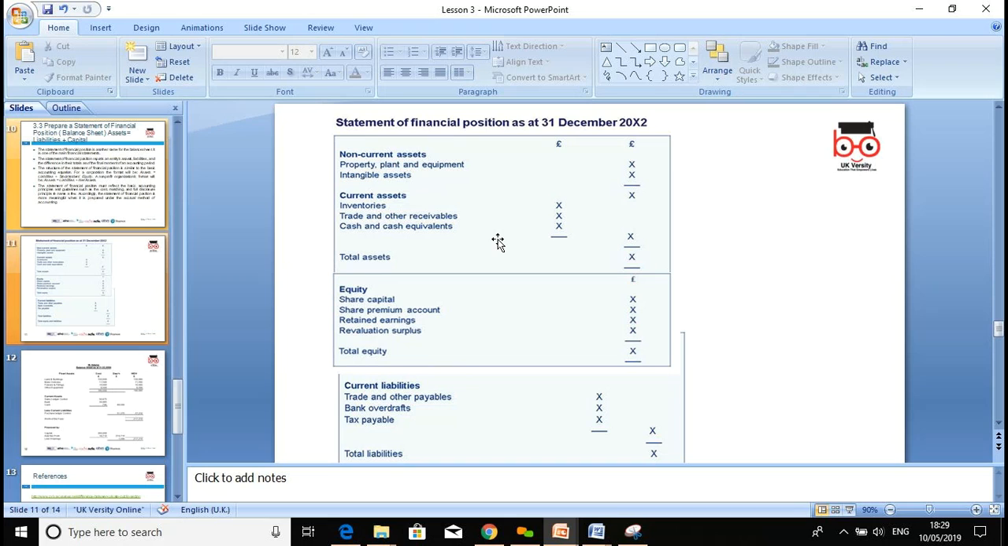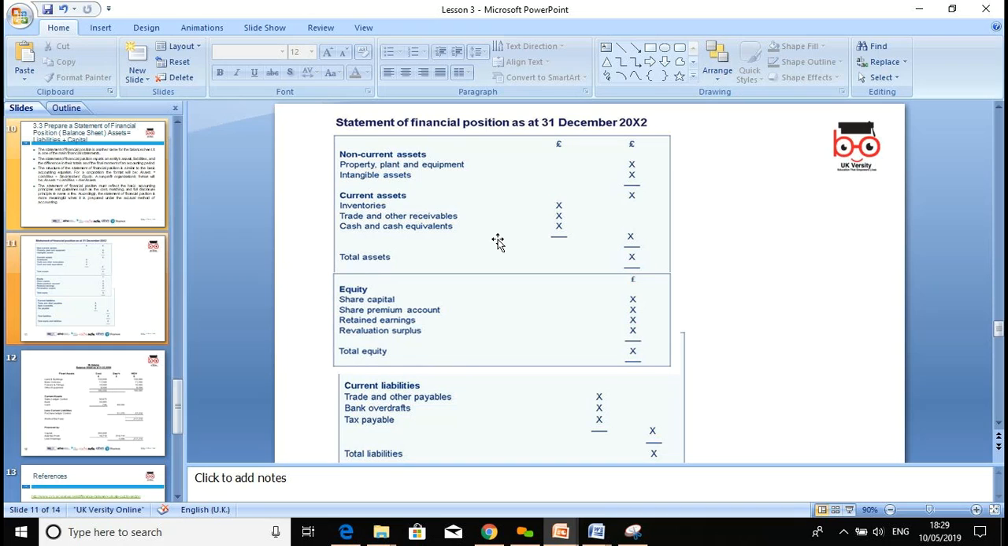Current assets are assets which keep changing within 12 months. Inventory stock comes in and goes out, so that's all current asset. Trade and other receivables are the things we need to receive from our customers. Cash and cash equivalents means the cash we have in hand or in a bank. So these all come under current assets.